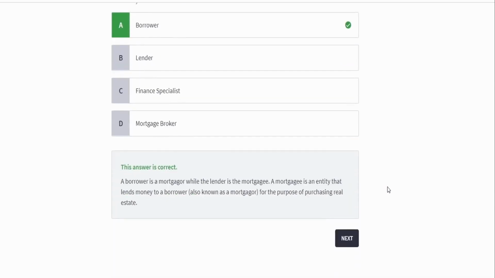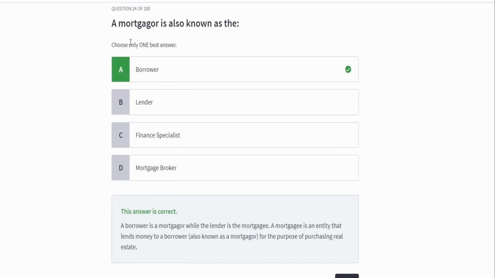That's right, the borrower. So the borrower is the mortgagor while the lender is the mortgagee. Remember we discussed that earlier? I think so. It's all blurring together. But yeah, a mortgagor is the borrower while the lender is the mortgagee. A mortgagee is the entity that lends money to the borrower, also known as the mortgagor, for the purpose of purchasing real estate. So again, this is one of those questions where you shouldn't overthink it. Just remember your vocabulary, and you know that borrower means mortgagor.